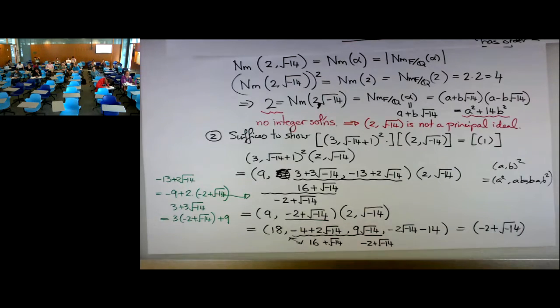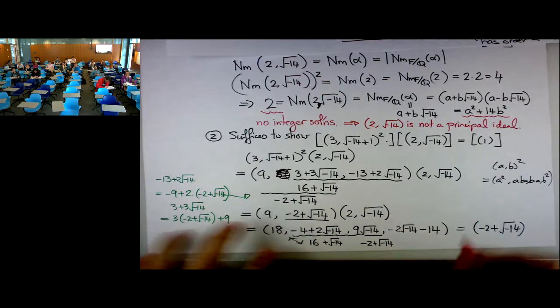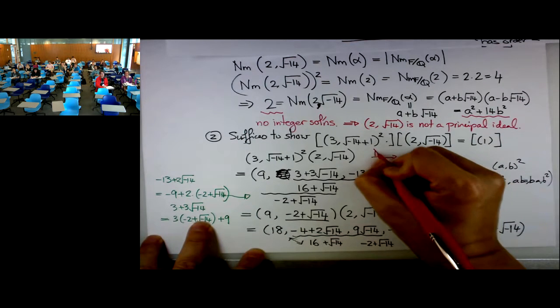Okay? I guess this is one way to see it by brute computation. If you're not happy with this complicated computation, you may be able to know ahead of time what you might be getting. So here's what you do. You take the norm and see what happens.